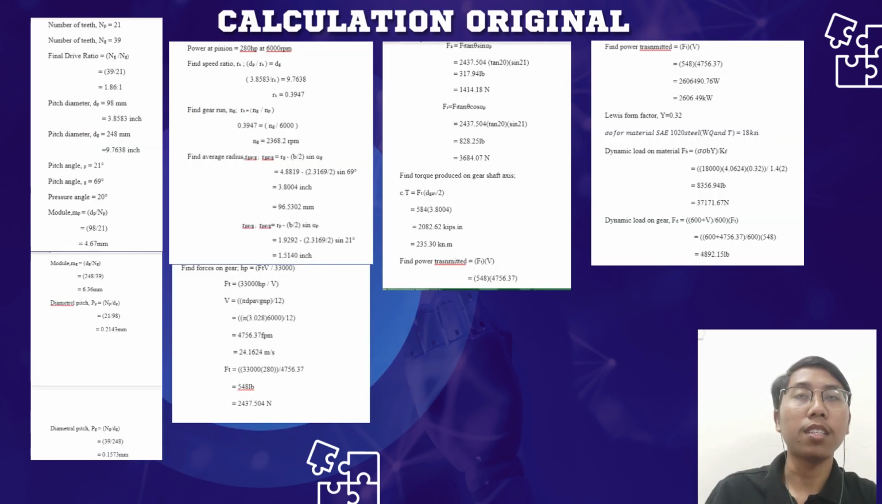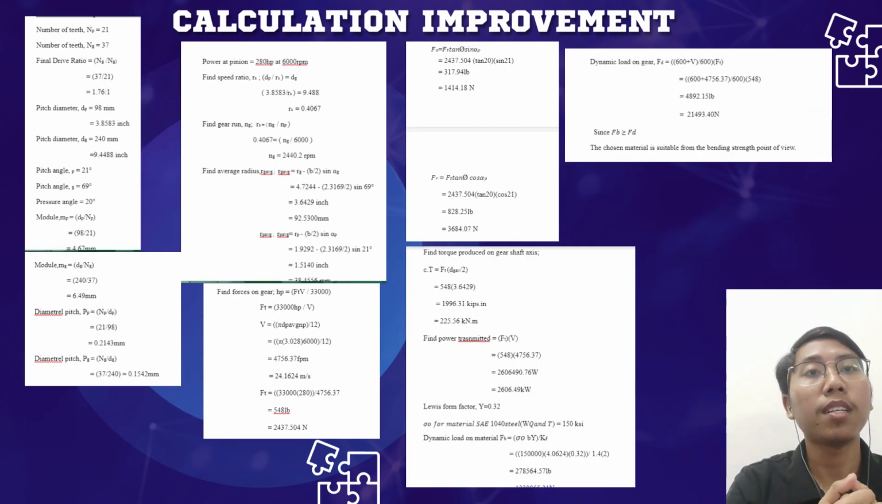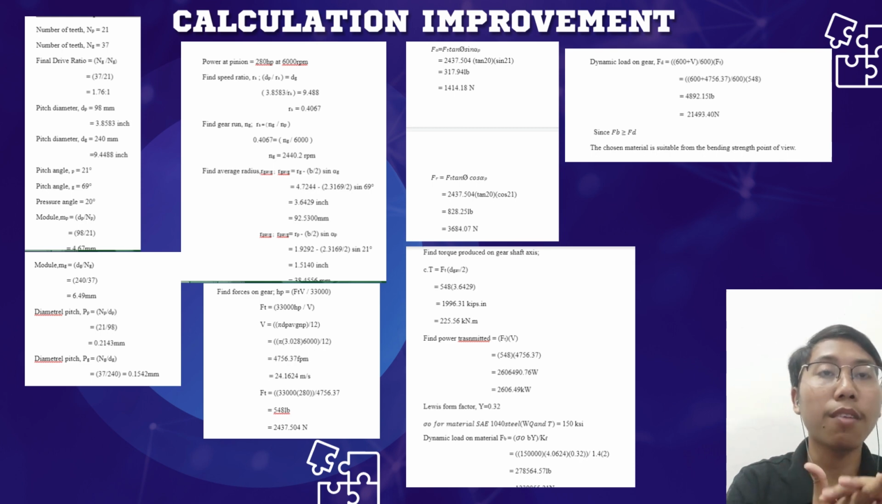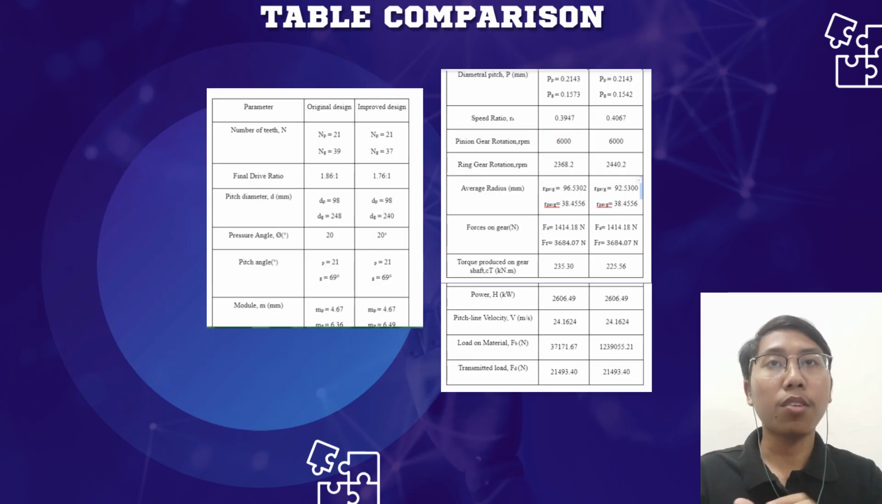This is the calculation of the original design. We provide all the details in here, starting from the number of teeth until the limit load of the gear. The calculation for the improvement uses the same method as the original, but of course differs in the data. This is the table comparison.